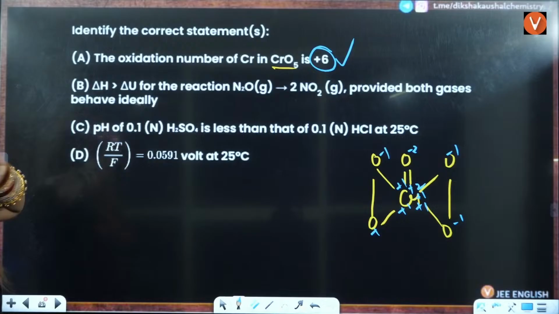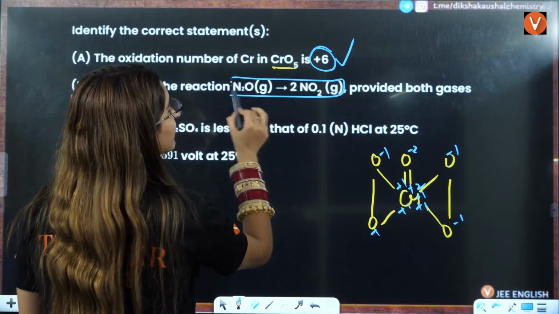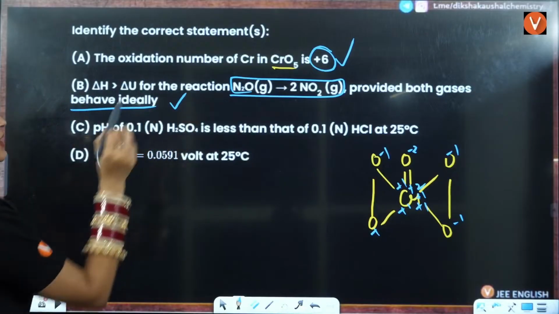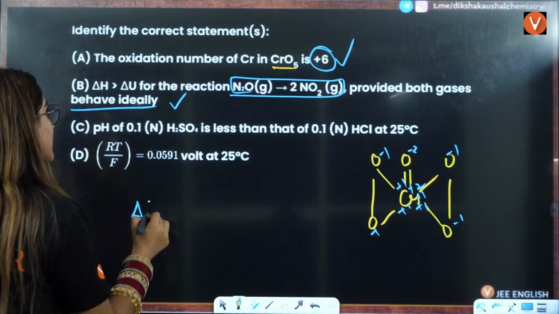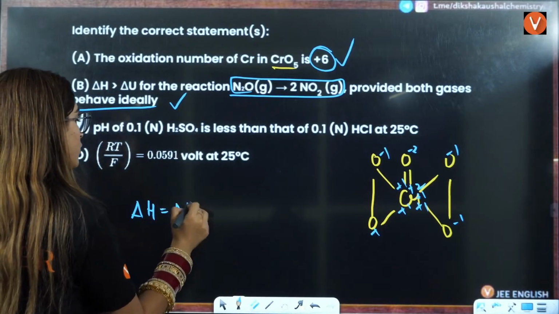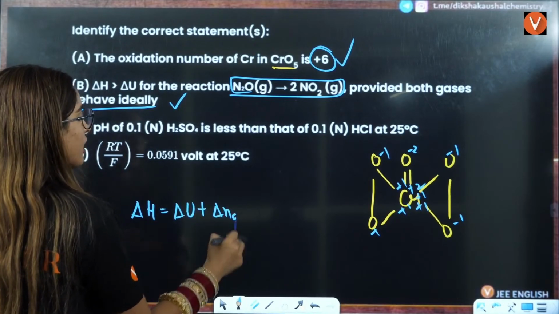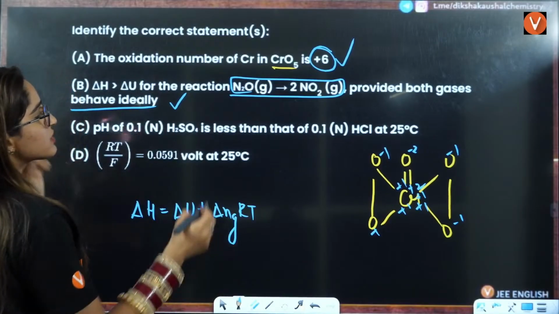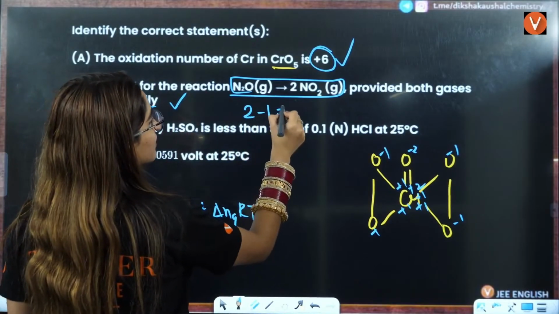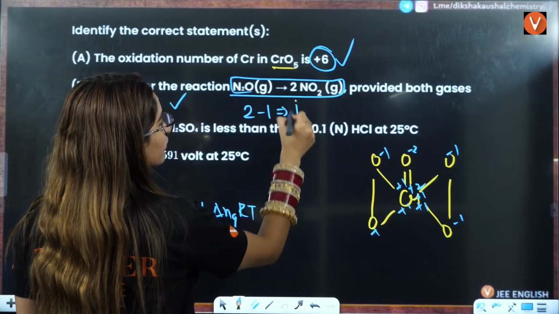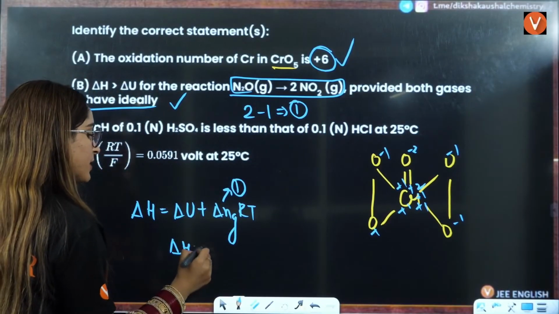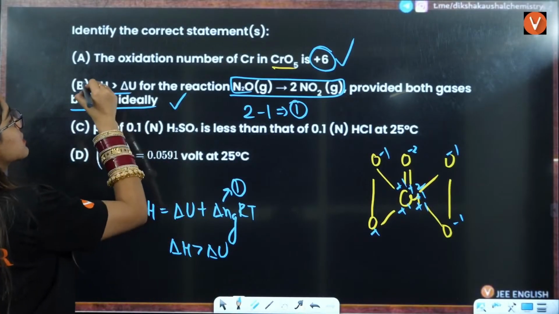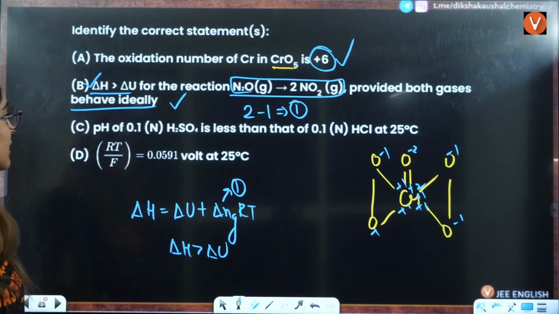Delta H is greater than delta U for the reaction. For this reaction, they are saying, provided that both gases behave ideally. See, if you are saying delta U, the simple thing is delta H equals delta U plus delta n g RT, right? If this is 2 minus 1, that is 1 only. If this is 1, that means delta H will be greater than delta U. This is also the correct answer, right?